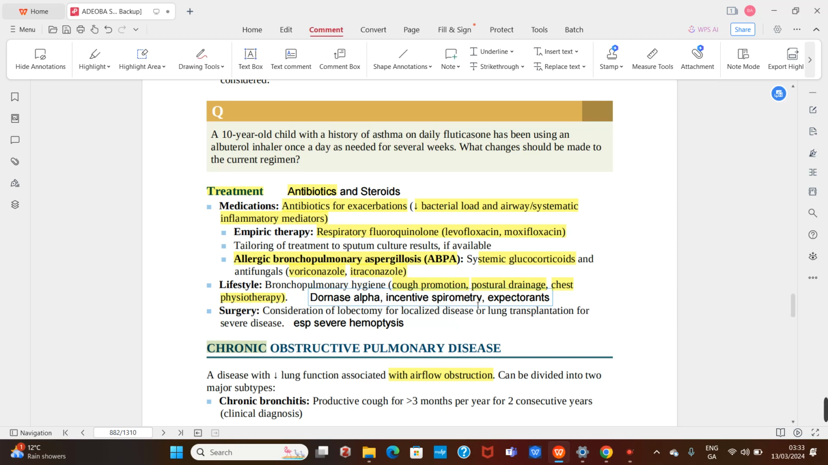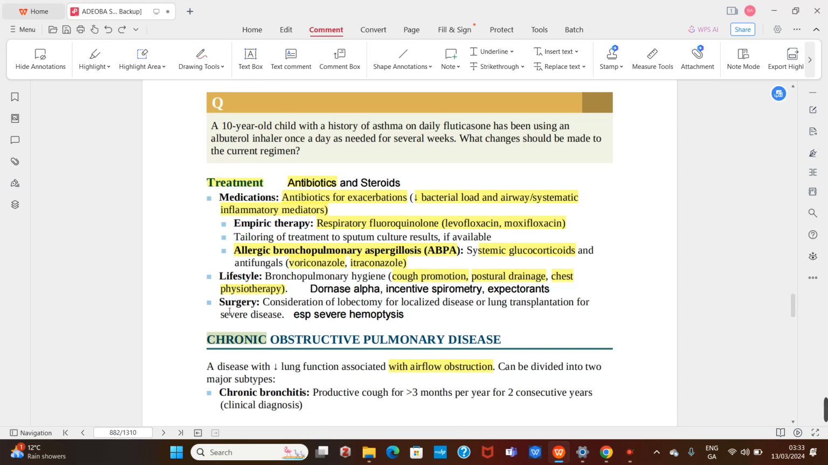You can do chest physiotherapy, incentive spirometry, and of course, you can also give some drugs like hypertonic saline and Dornase alfa. All these drugs are mucolytics that help with the drainage at the end of the day. So that's just encouraging bronchopulmonary hygiene: cough promotion, expectorant, postural drainage, chest physiotherapy.